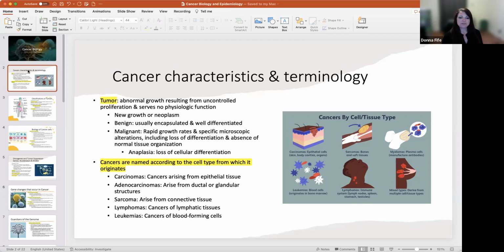Cancers are named according to the cell type from which they originate. Carcinomas arise from epithelial tissue. Adenocarcinomas arise from ductal or glandular structures. Sarcomas arise from connective tissue. Lymphomas are cancers of lymphatic tissue. And leukemias are cancers of blood-forming cells.